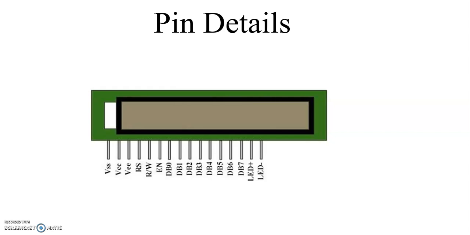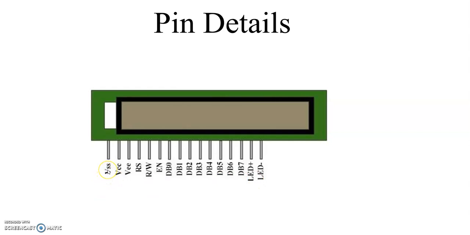Next, this represents the 16 cross 2 LCD pin details. Here the first 3 pins are the power supply pins, the next 3 pins are the control signals, the remaining 8 pins are the data lines, and the last 2 pins are the LED connection pins. With the backlight on, the display will be lit up.